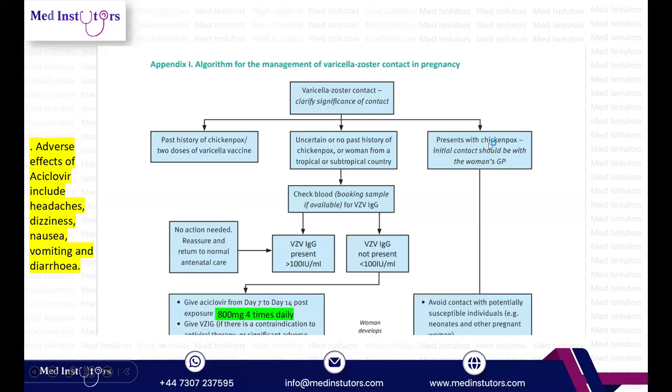Anyone who presents with chickenpox, the initial contact should be with the woman's GP. So see here, she's coming to the GP, not directly to the other person, right? So she has to go to the GP, and the GP will tell her to avoid contact with potentially susceptible individuals. This is the first line she has to understand.